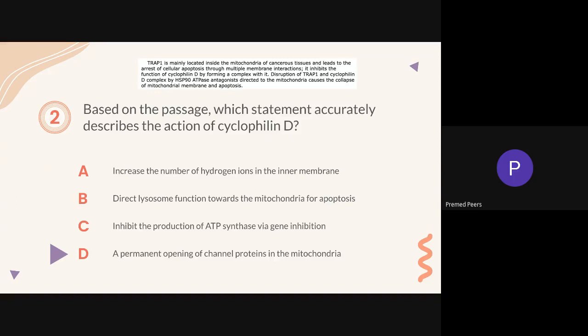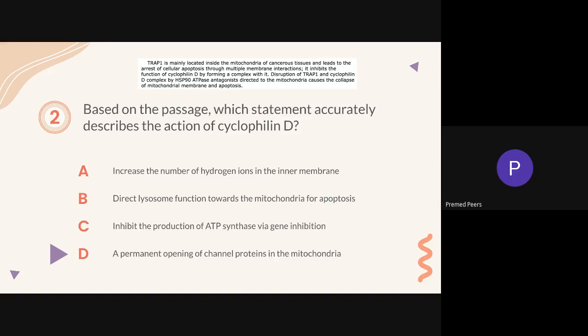So how exactly does cyclophilin D cause apoptosis? We're also told that it's somewhere in the membrane. If cyclophilin D causes a permanent opening of channel proteins in the mitochondria, then the protons in the intermembrane space cannot go through ATP synthase since they would flow out to the extracellular medium instead. Similarly, molecules from outside the mitochondria would flow into the mitochondria, and that would eventually cause apoptosis. So option D is our answer because the membrane is being collapsed due to the change in ion gradient.